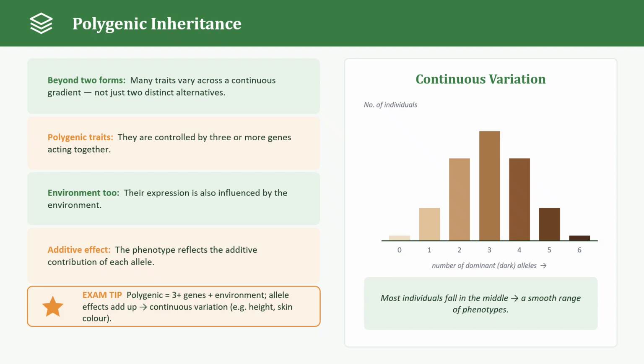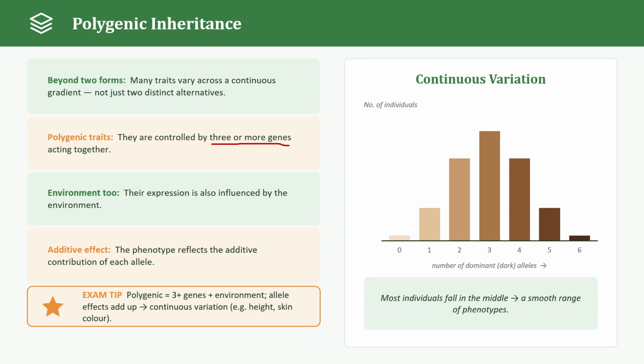Let's start with the topic. So what is polygenic inheritance? Polygenic inheritance is the inheritance of traits controlled by 3 or more genes. How many? 3 or more genes. Each gene contributes a small amount to the final phenotype, and together they produce a continuous range of variations rather than distinct categories.